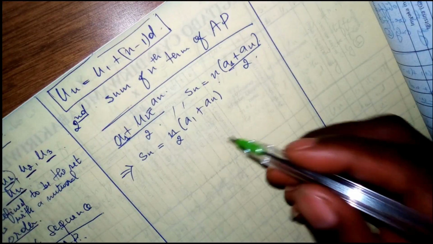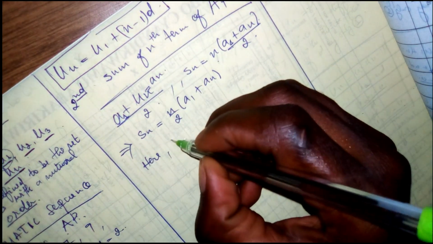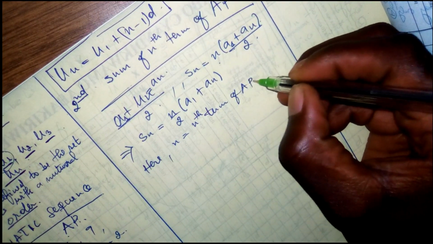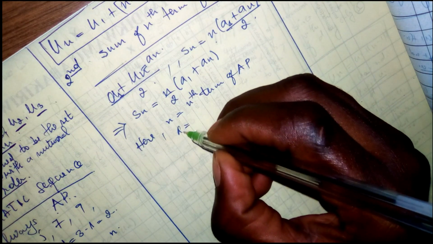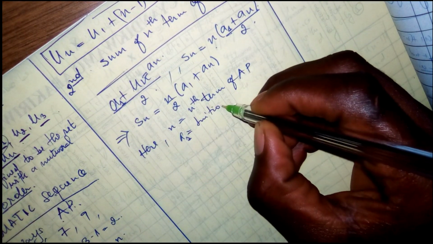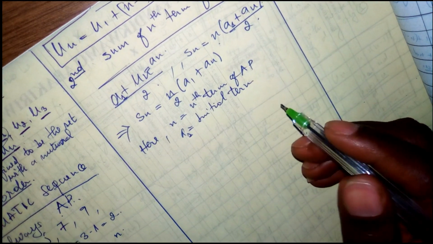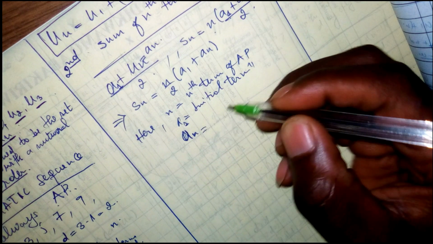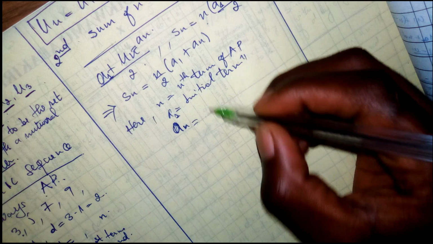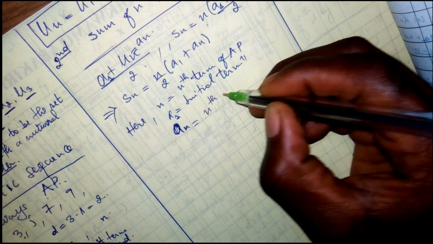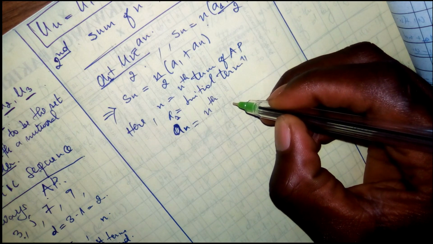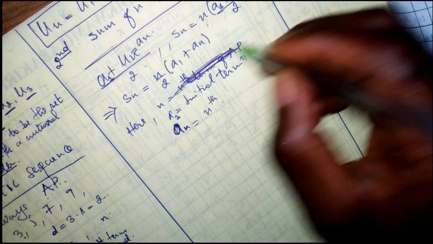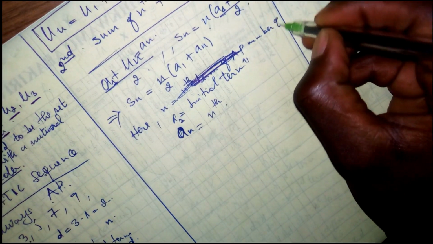So here n is the number of terms of the AP, a1 is the initial term or first term of the arithmetic progression, and an is the nth term of the arithmetic progression, right?